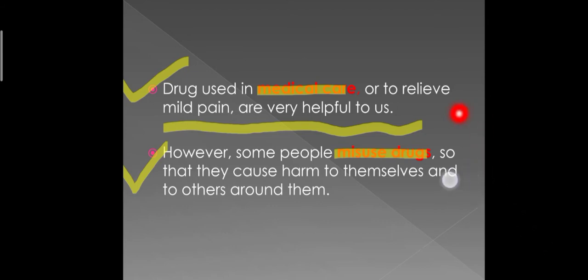What is meant by misused drugs? So misusing a drug means a person is overconsuming the recommended amount of the drug. So overconsumption of a drug leads to the misuse of the drug and it can cause harm to the person who is taking it and it can also cause harm to the persons around him.